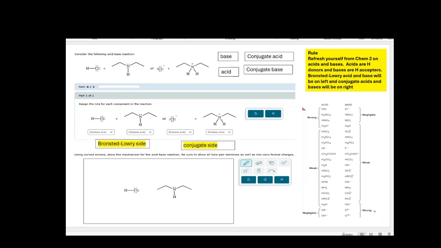Next, I'll be showing you how to solve the ALEKS problem: identify the conjugate acid and base along with the Bronsted-Lowry acid and base. And then we have part two of the question, which is going to be using a curved arrow to show the mechanism for the acid-base reaction.